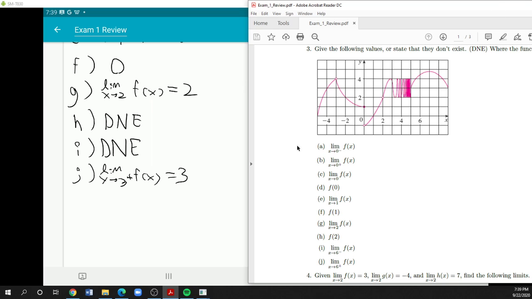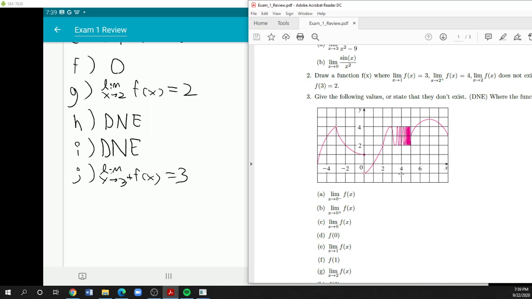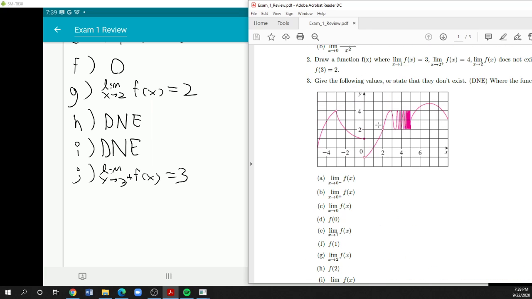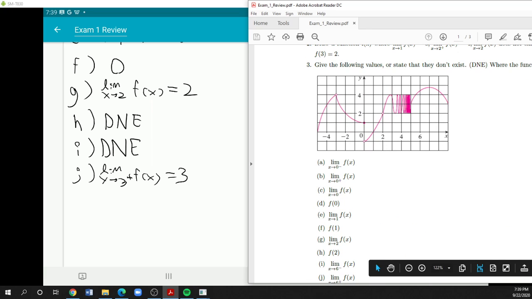All right, so hopefully that makes sense. These are really great problems. I like these a lot because they test your idea of, do you know what a limit looks like? And that's it for number 3.